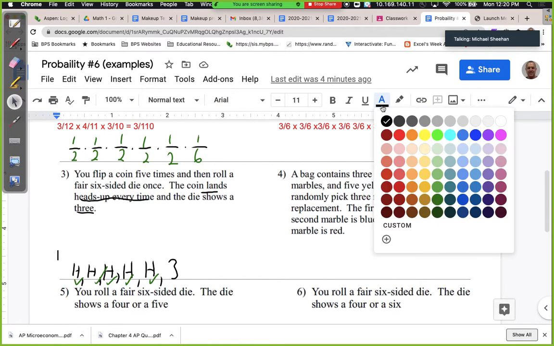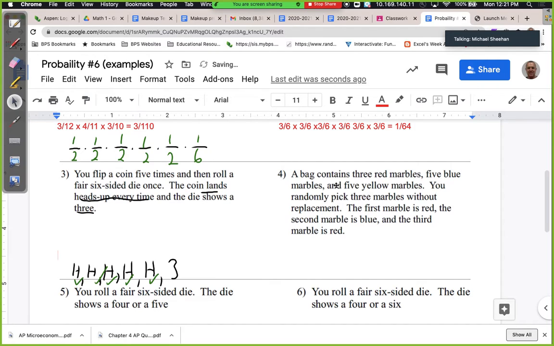Turn this red so it's easier for you guys to see this if you're looking at it later. So I want to show my work, which is 1 out of 2 times 1 out of 2 times 1 out of 2 times 1 out of 2 times 1 out of 2 times 1 out of 6. And when I do all that, the final answer is going to be 1 out of 192.